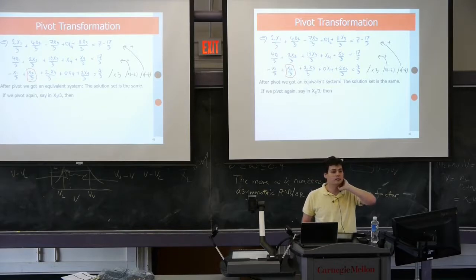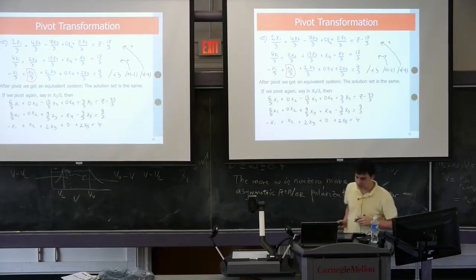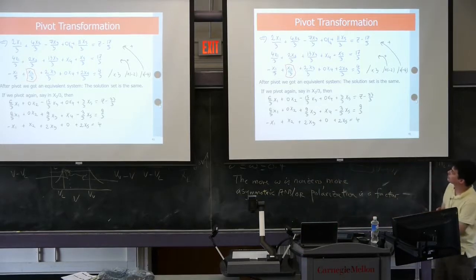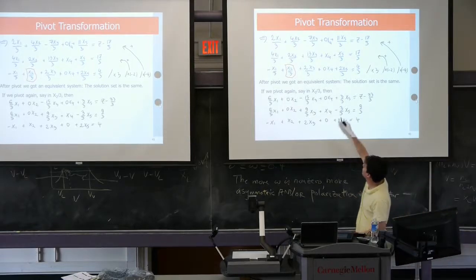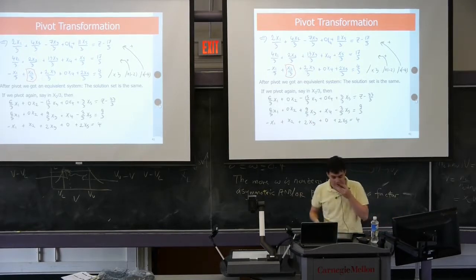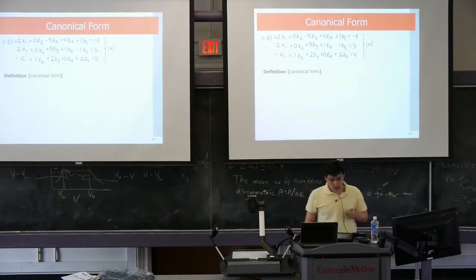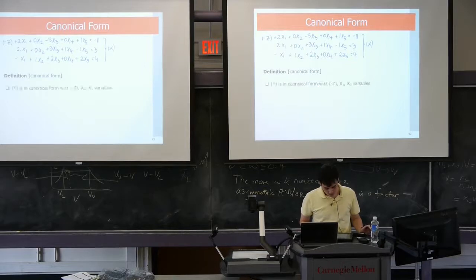Is it clear? Who cannot see what we are doing? Who can see it? Good. Okay, and if you do the calculations, then you would get something like this. Okay, so now what you can observe is that we have 0, 1, 0 for the coefficients of x4 and 0, 0, 1 for the coefficients of x2. And this is what we call canonical form.